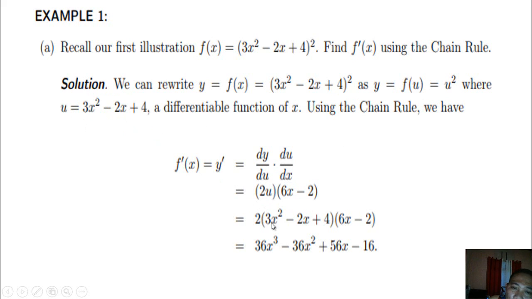That means, isusulat natin, which is equivalent to 2 times 3x squared minus 6x plus 4 times the 6x minus 2. And then we simplify. Or simply, just look at what is the exponent. 2 times 1, then copy, then derivative of the inner. And that is 36x cubed minus 36x squared plus 56x minus 16. So the same answer but different solution, and then you will arrive at the same. Which is better for you?